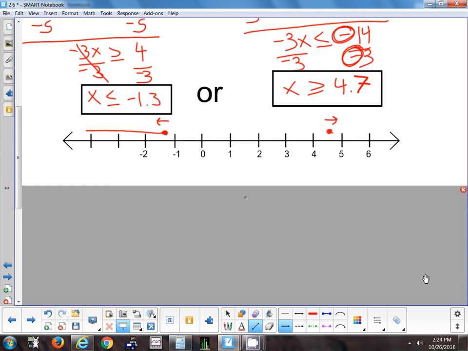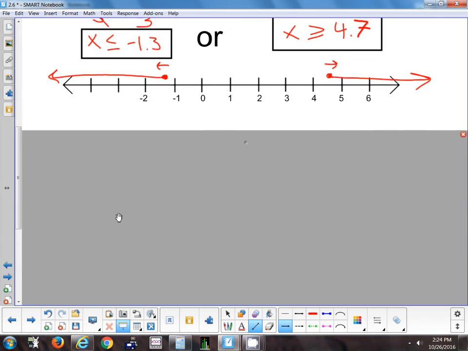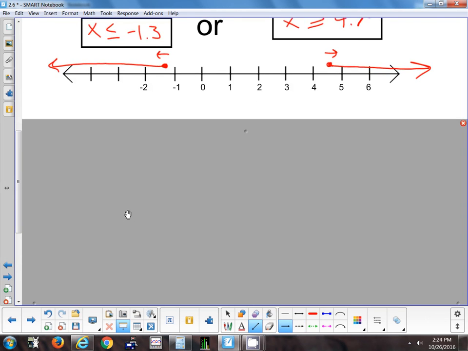This line's going to go this way. This line's going to go this way. And that's it, I'm done. It's an or, it doesn't matter. Graph everything. If it doesn't work out, they don't have. Only for an and, we're looking for an overlap.